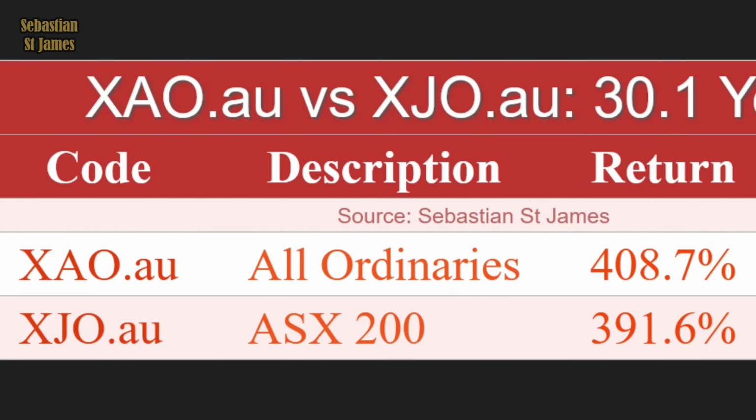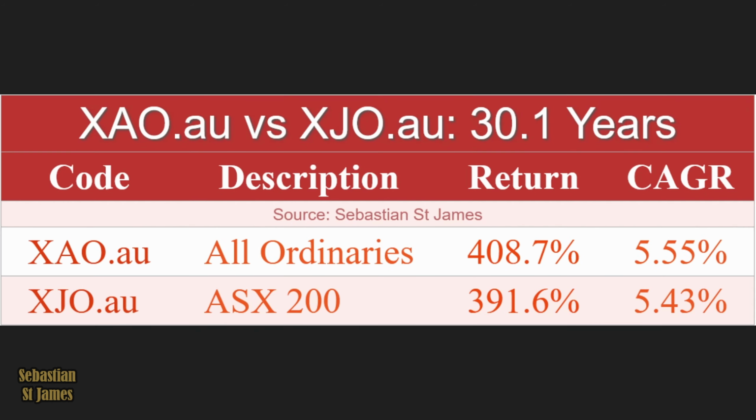Fortunately, I've done all the math for you. This is the CAGR, the compound annual growth rate. This is the percentage per year. If you invested it for 30.1 years, you would get exactly the total return. So in this case, the All Ordinaries has a CAGR of 5.55% and the XJO has 5.43%. Hang on, is the stock market returning 5.5%? Why is that? Well, remember, this is not including dividends. So you have to add 4 or 5% on top of that.